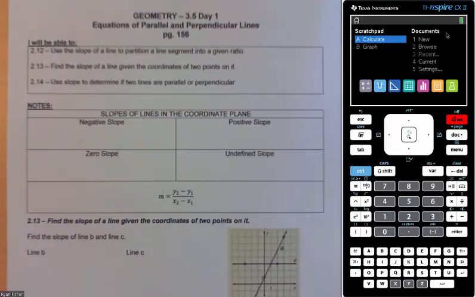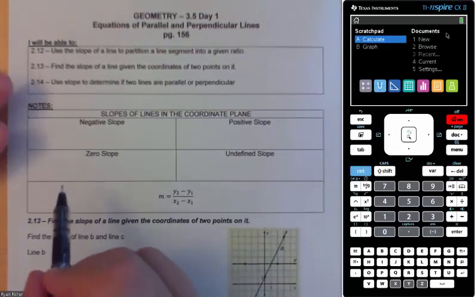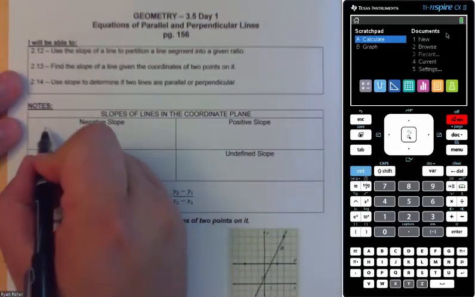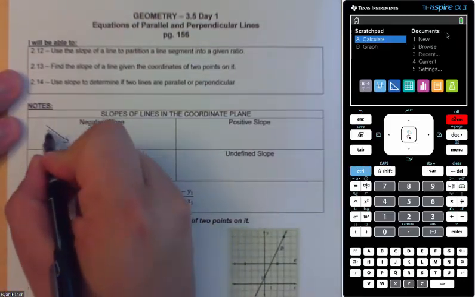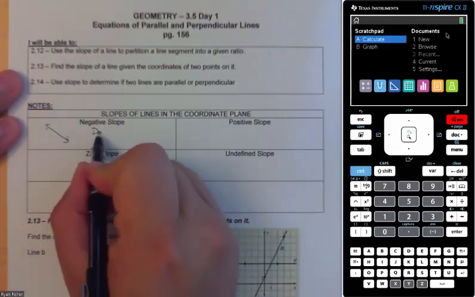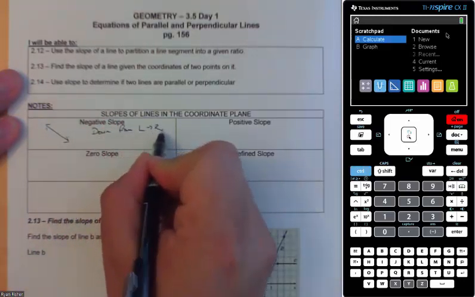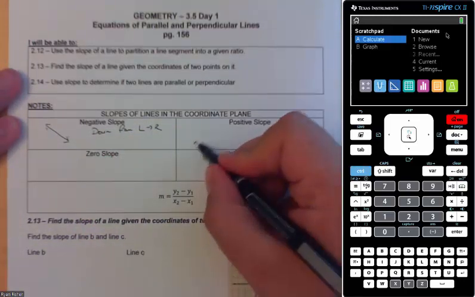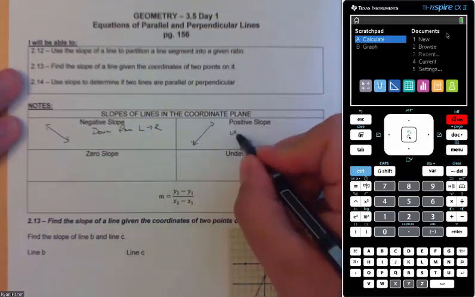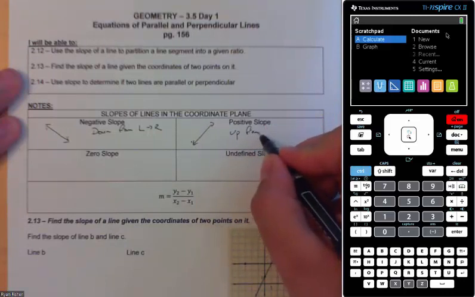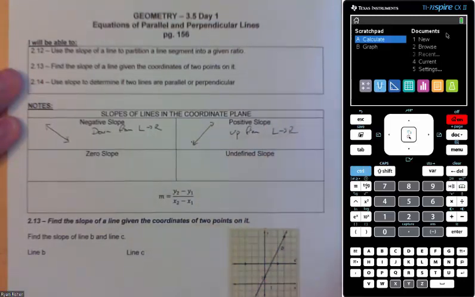Just as a reminder, what do lines of various slopes look like? Negative slopes go down from left to right. So I'm just going to draw a picture. Down from left to right. Positive slopes go up from left to right. Zero slope and undefined slope.